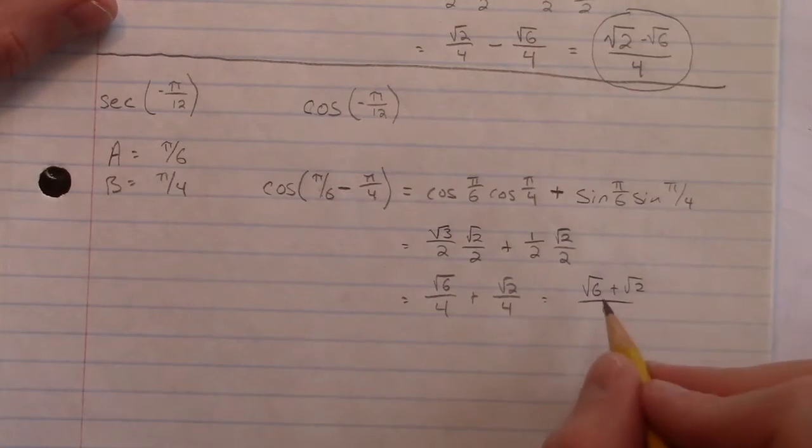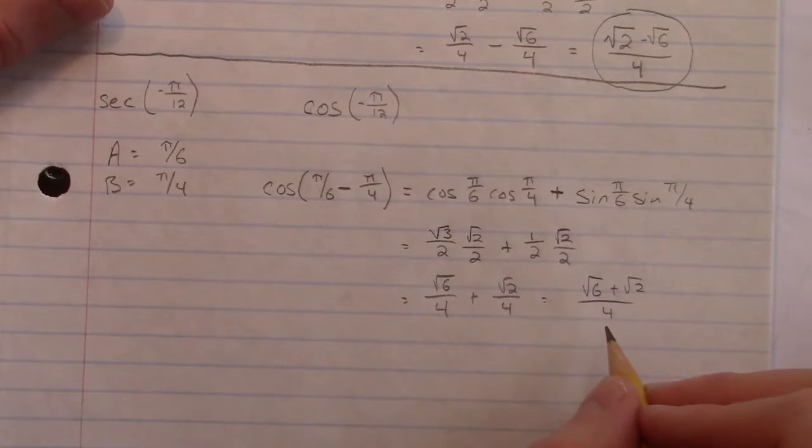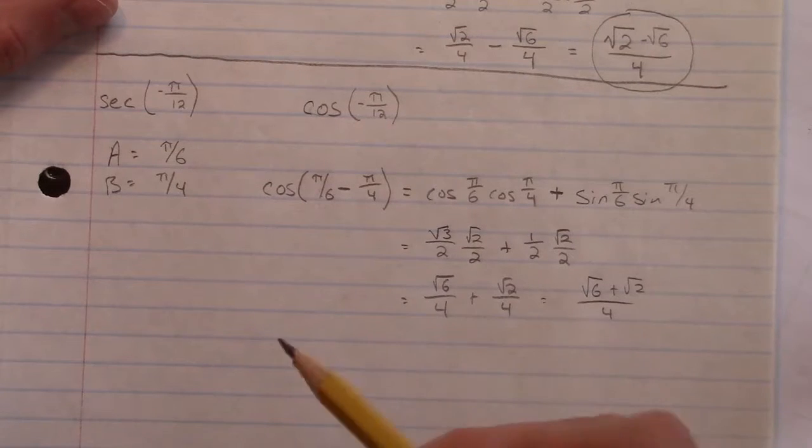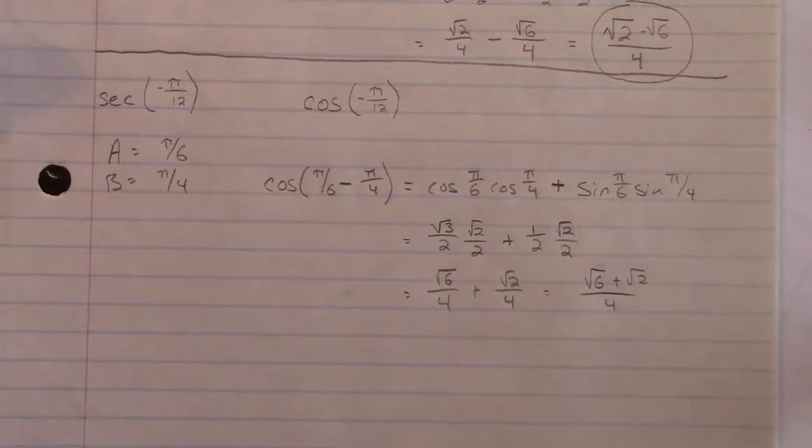You could check this. You could plug this in your calculator, get a decimal equivalent, and plug this in your calculator, making sure you're in radians, and your decimal approximations would be the same.